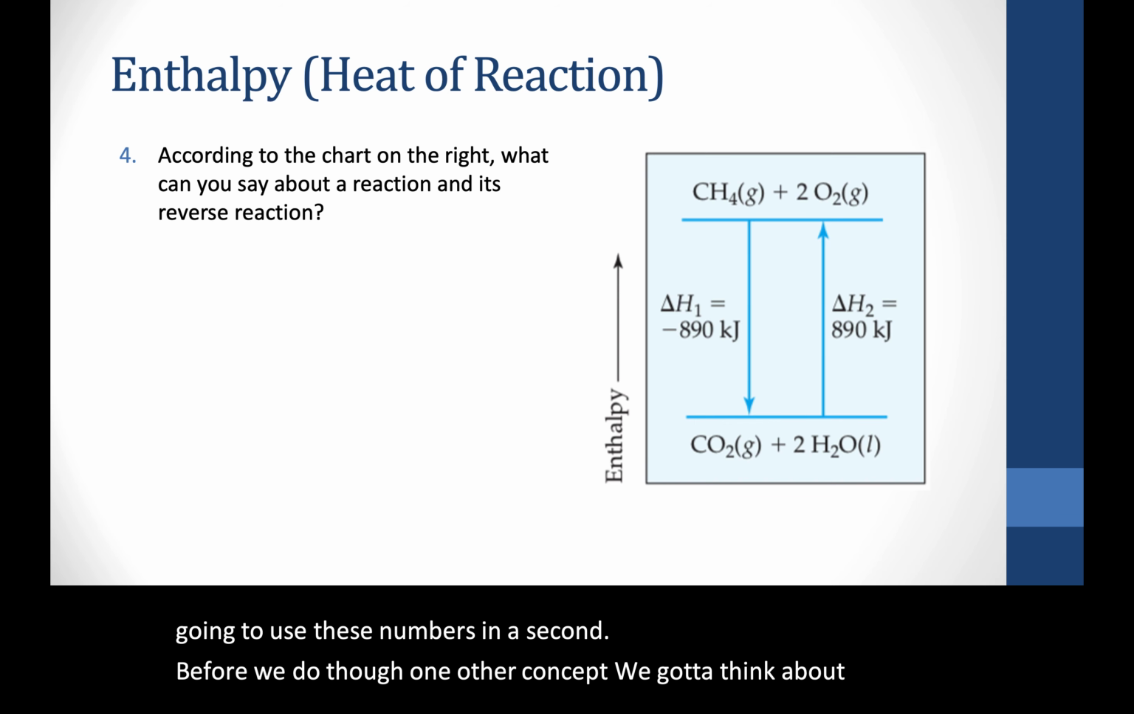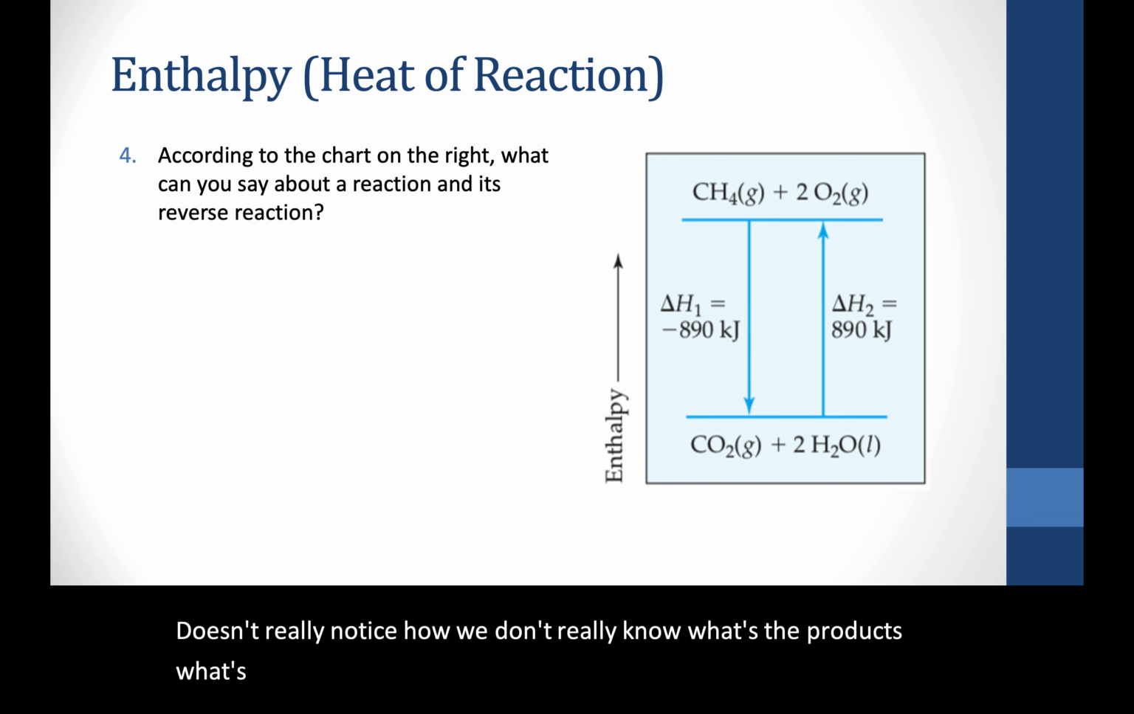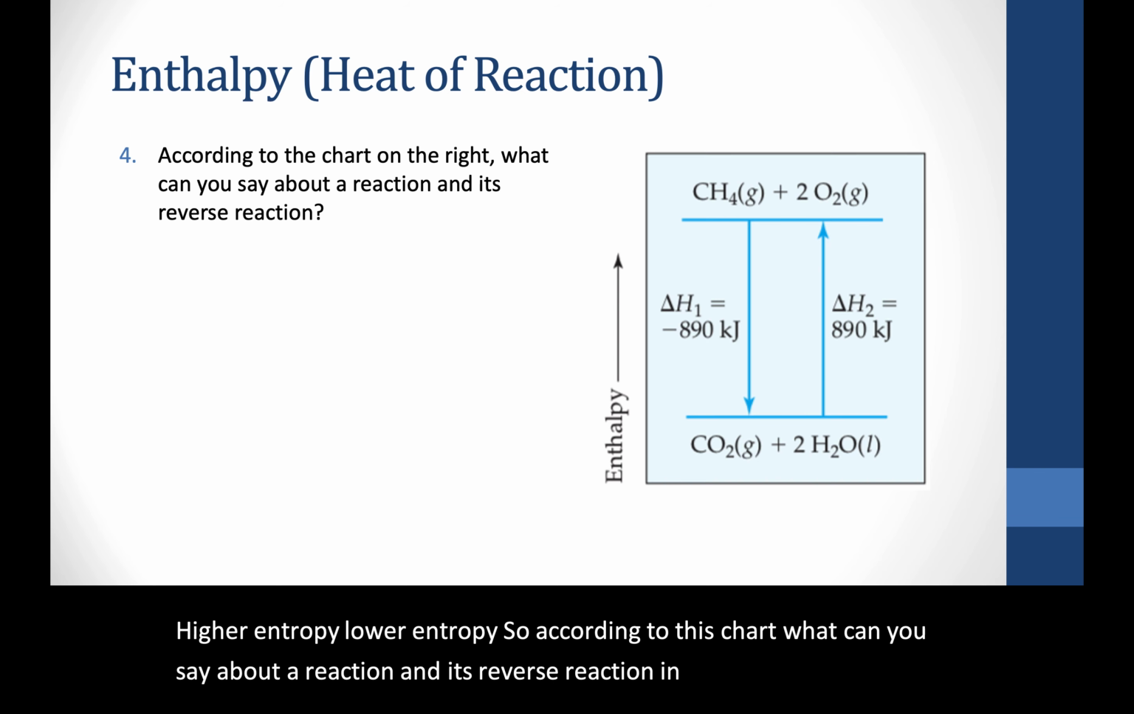According to this chart, I do want you to try this one. Just take a look at this chart here. It's a different reaction. Notice how we don't really know what the products are and what the reactants are, because it doesn't say if we're going this way or this way. It's showing us both. But what we do know is higher enthalpy, lower enthalpy. So according to this chart, what can you say about a reaction and its reverse reaction in terms of enthalpy? Take a look at it. Pause if you need to.